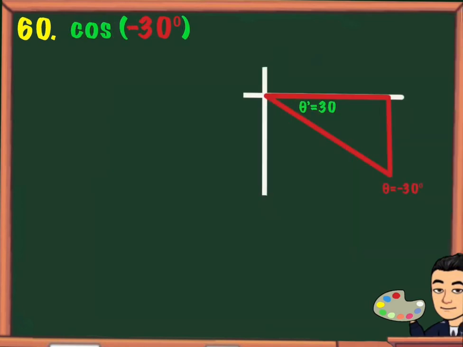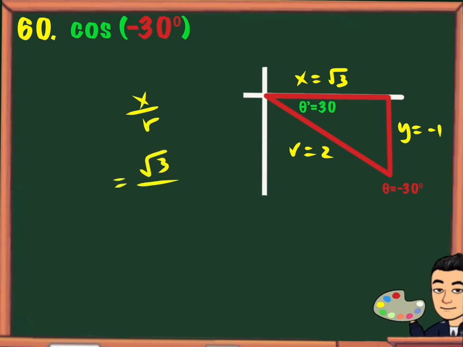For number 60, the angle is negative 30 degrees. That means the reference angle is positive 30 degrees. So I'll just write down all three sides. We got x equals square root 3, y equals negative 1, and r equals 2. For cosine, it's going to be x over r, which means we have square root 3 over 2 as our ratio.